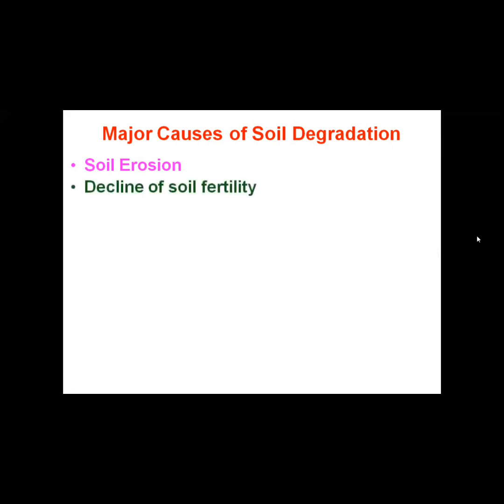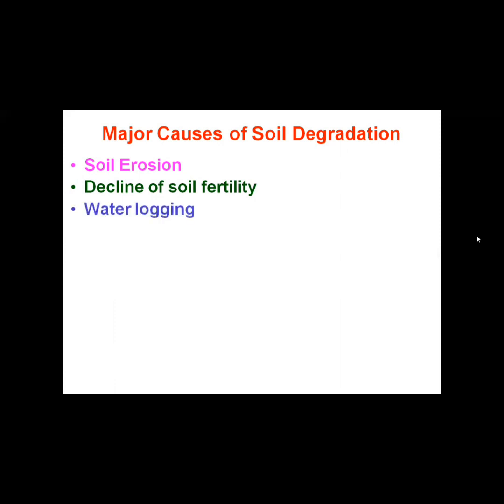Second major cause of the soil degradation is the decline of the soil fertility. As there is a erosion of the soil takes place, the fertile soils will be moved from one place to another place, and thus from the area where the soil is removed, this fertility status of that soil goes on decreasing or declining.